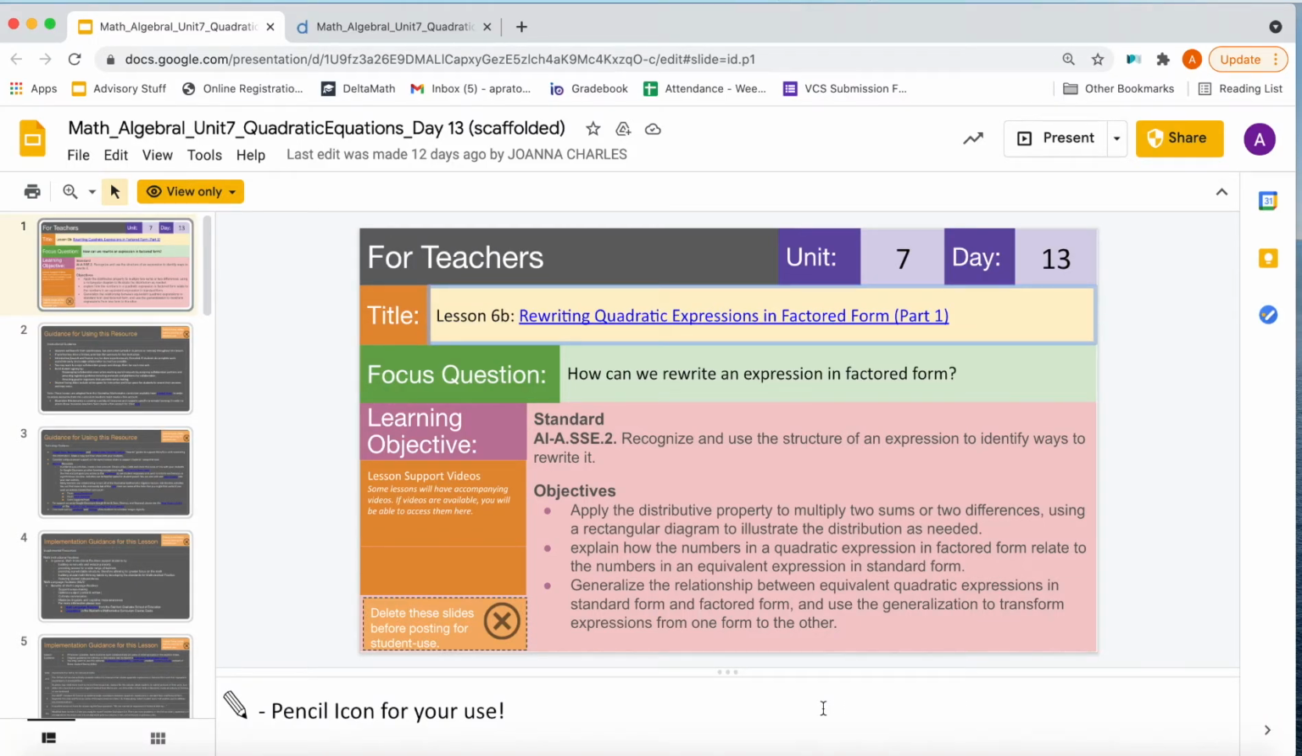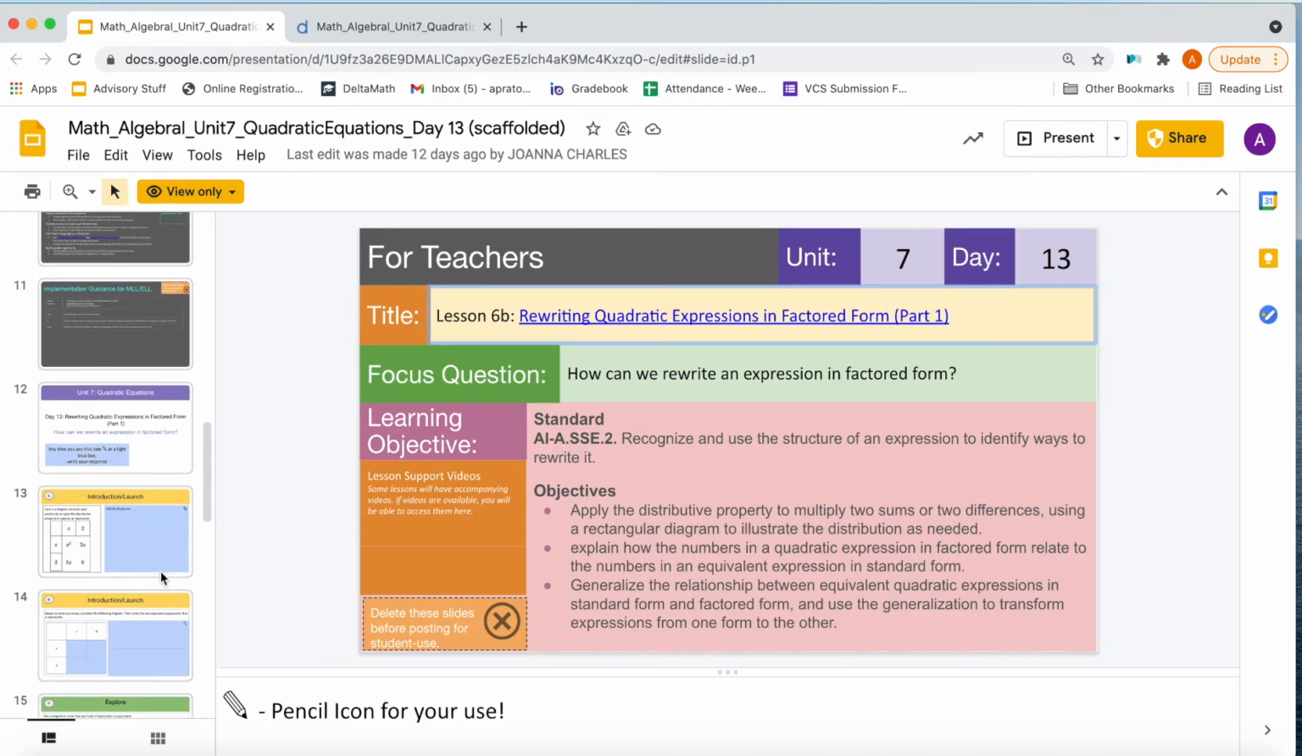Today I'm going to talk about some strategies you can use when executing Lesson 6B, Rewriting Quadratic Expressions in Factored Form Part 1, with the focus question of how can we rewrite an expression in factored form. Before completing this lesson, students should have worked a great deal with taking an expression in factored form and rewriting it into standard form using diagrams, box method, area models. And you see that happening in the beginning of this lesson.